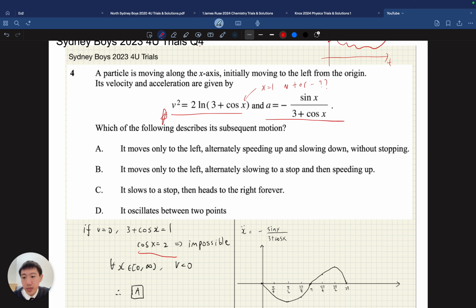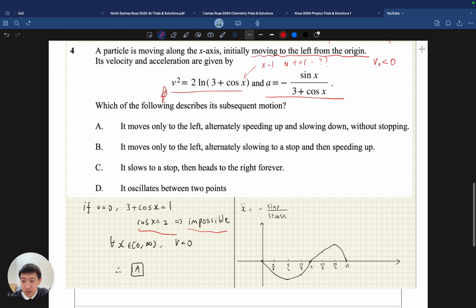Now this is for Extension 2. You guys should know how to do the algebra, so it's contradiction. That's why it's impossible to approach 0. So velocity is never 0. It was initially negative because it says it's moving to the left from the origin, so velocity initial is smaller than 0, and that's how we can know that velocity is always smaller than 0 because it never changed signs.